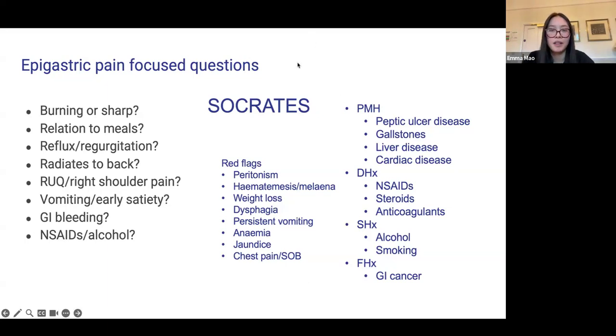The red flags to ask about are any peritonism, hematemesis, melena. So all the stuff we've covered before, they always come back in all the presentations. So you can quickly run through them with the patient, just asking if they have any of them. And then other ones give clues to what could be causing it. So jaundice is more likely to be a liver or gallstone related thing. And then chest pain and shortness of breath are important to ask about because you think you're on a GI station, but then it's chest, it's an MI.